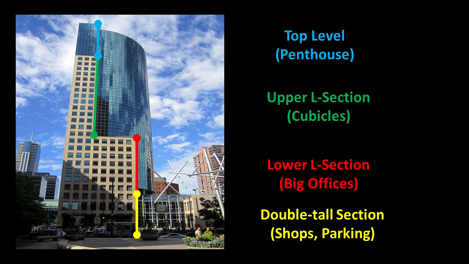The profile of this building is separated into 4 distinct sections. From bottom to top, a double tall section, which I'm going to turn into some shops and the parking garage. The lower section of that L shape, which I'm going to make into big important offices. The upper part of that L shape, which I'm going to make into like cube land. And the top area, which I'm going to turn into a penthouse of some sort.